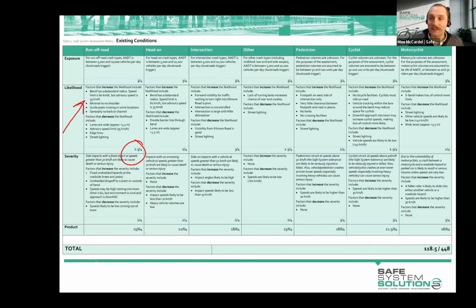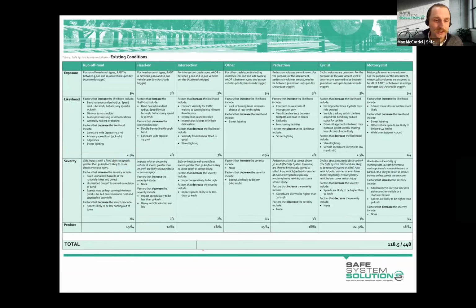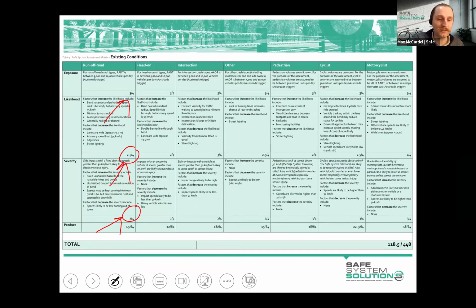We'll just double check the scoring looks all good. And we've got 3 multiplied by 2.5 multiplied by 2. So I'll do it the other way because 2 times 2.5 is 5. 5 times 3 is 15. So you can see the product there is 15 out of 64.